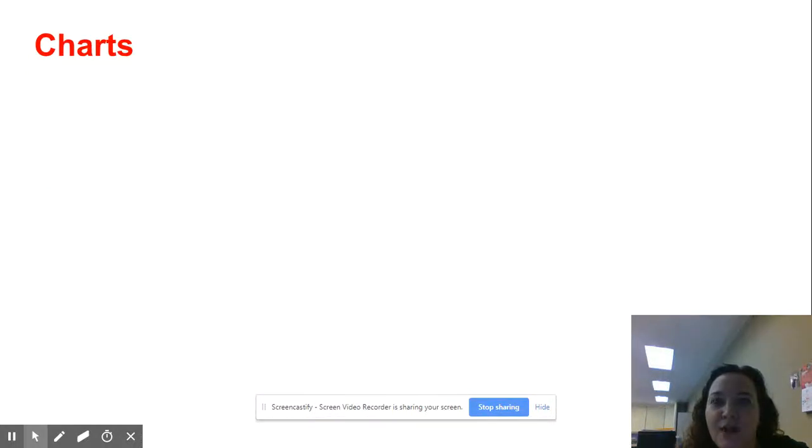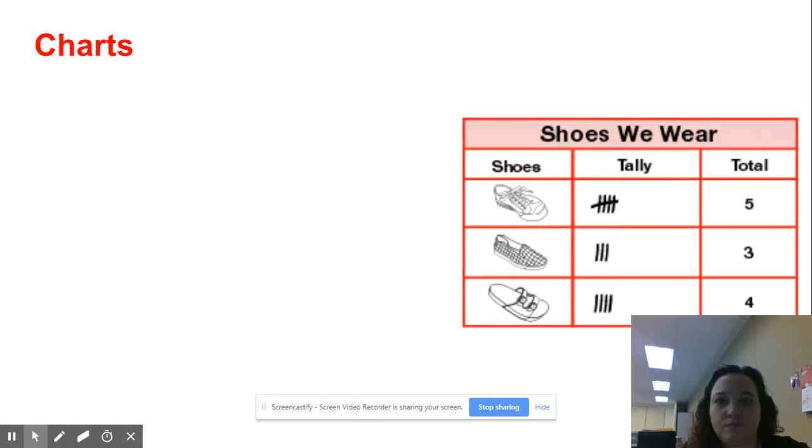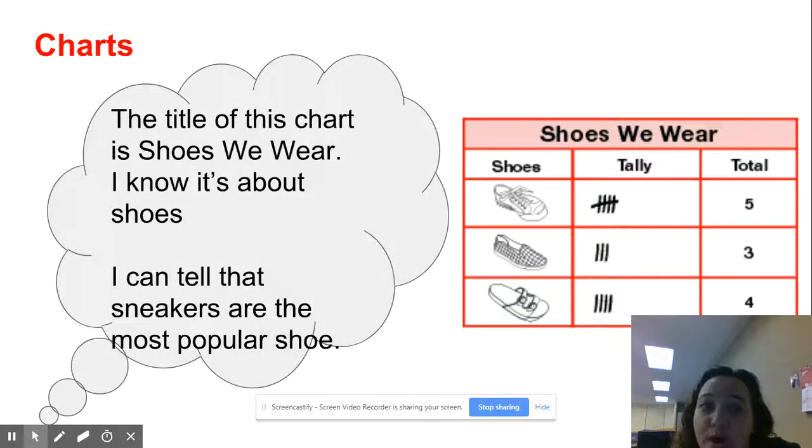Let's take a little bit closer look at that chart. The title of this chart is Shoes We Wear. So right away, I know it's about shoes. I can tell that sneakers are the most popular shoe. How do I know that? There's 5 tally marks next to sneakers, and then the number 5 in the total column. When I look down at sandals, there's only 4, and slip-ons only has 3. This chart could support what I'm reading in the text by showing me really quickly that sneakers are the most popular shoe.